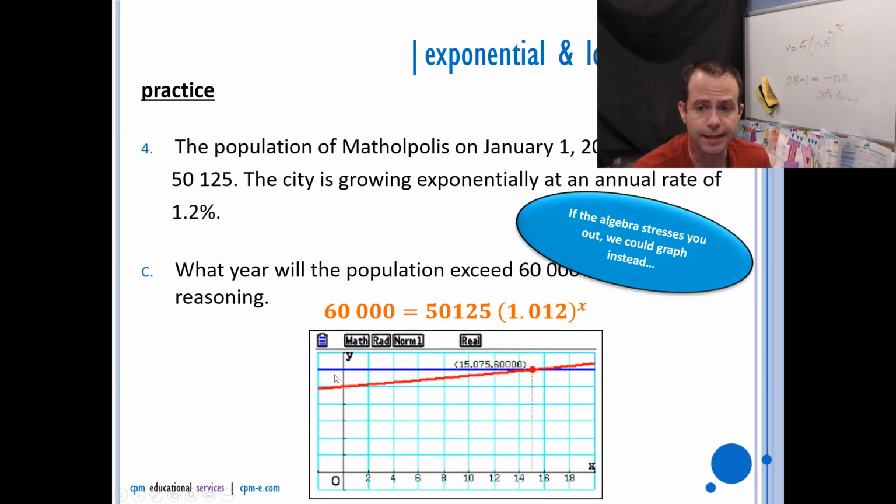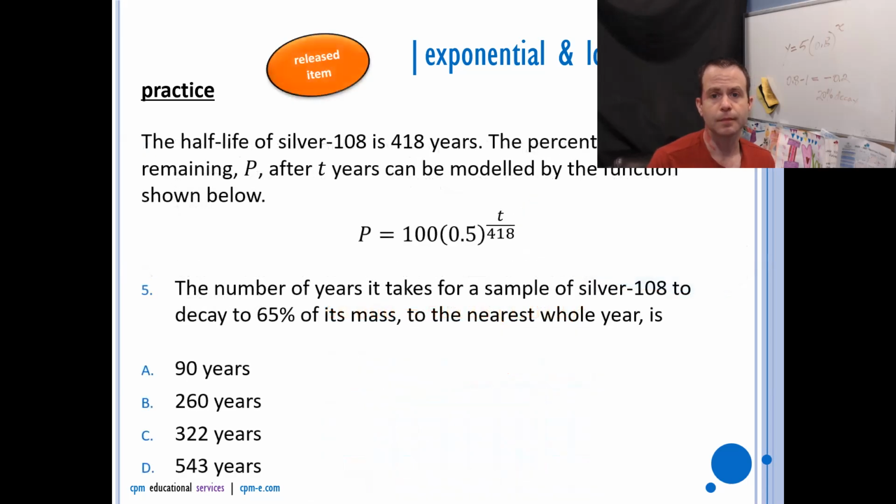So this 60,000 is my blue line, and the 50,125 times 1.012 is my red line. And then I just solve for the intersection point and I still get that 15.075. So especially on multiple choice questions, if you are more comfortable doing it by a graphing calculator, by all means, go for it. Okay, the half-life of silver 108 is 418 years.